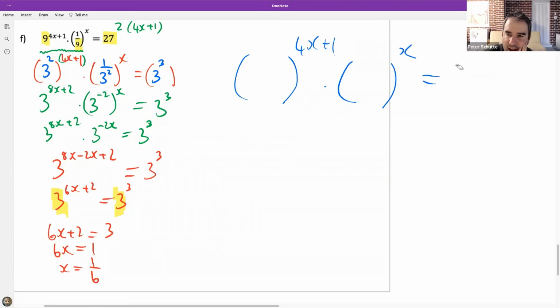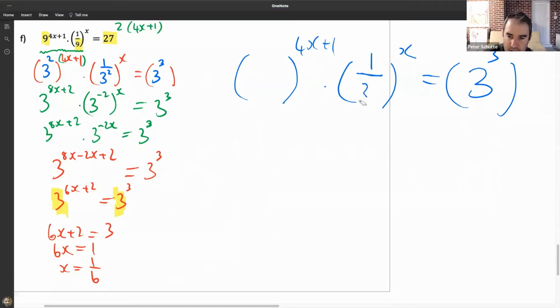And I thought, how can I change this to have 3s in the bases? Now the 27 is easy because it's just 3 to the power of 3. 1/9 can be written as 1/3 squared. And then 9 is going to be written as 3 squared. So for me, that is step 1. Now you have to figure out how to make the powers and the things inside the bracket interact. And so that's where we went next. Does that make sense? Yes, sir. Cool.